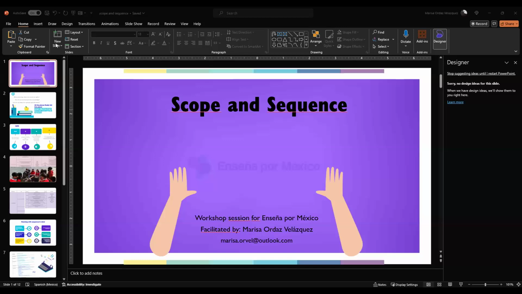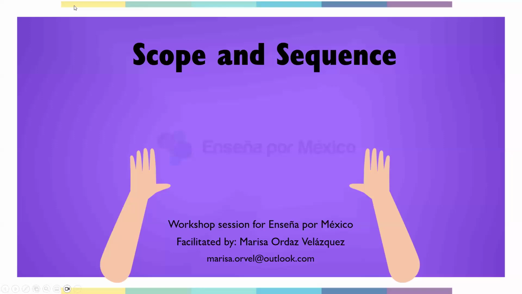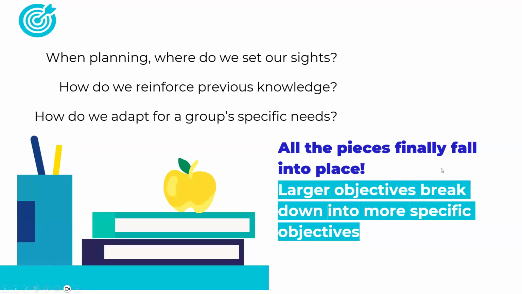So today we're going to talk about scope and sequence, as your program has already told you. And we're finally going to find that the pieces are falling into place because we have objectives that seem very large. And when we're thinking about planning, that's a great idea. It's how you started, right? You start from the big objective, and then you break it down into smaller bits. And some of those smaller bits are the classes that we're giving.